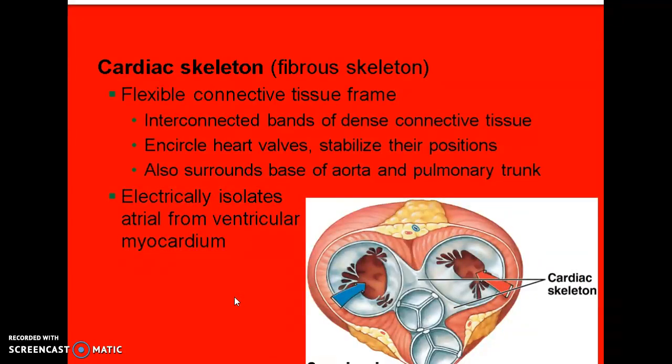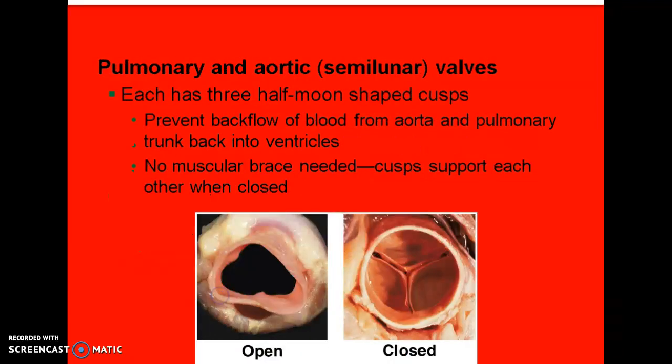The cardiac skeleton is a fibrous skeleton. It's just connective tissue. It surrounds all of those valves, isolates them and stabilizes them. The pulmonary and aortic valves are different from the cuspid valves. They are called semilunar valves. Each has 3 half-moon shaped cusps, and it prevents backflow.